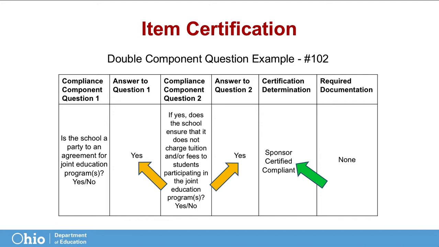For this example, we have entered yes in both question and answer columns. The school is a party to an agreement for a joint education program. Therefore, the second component question is applicable. The school also indicates that it does not charge tuition or fees for student participation in those programs. The result in this example is a certification determination of sponsor certified compliant. As there is no required documentation for this item, there is no further action to take or documentation to upload to Epicenter.